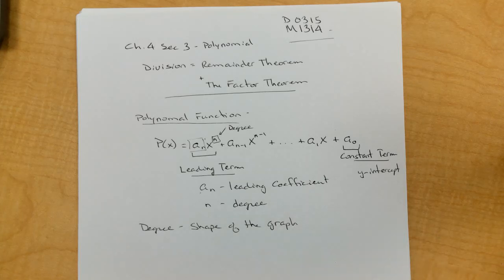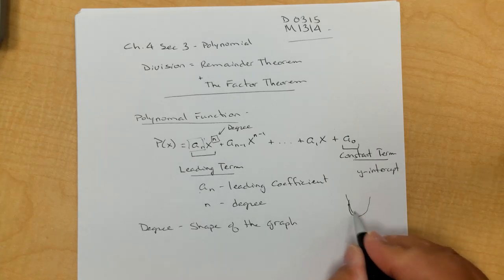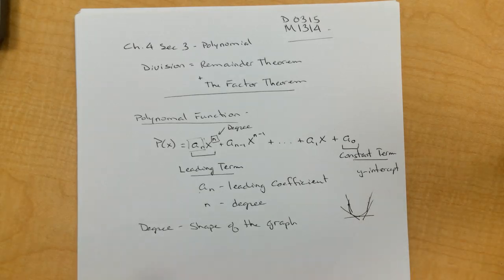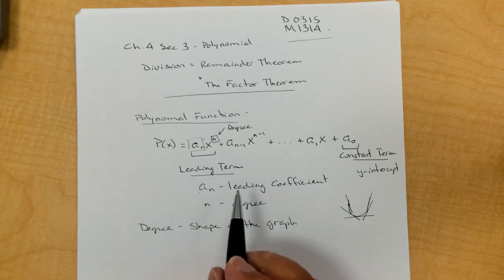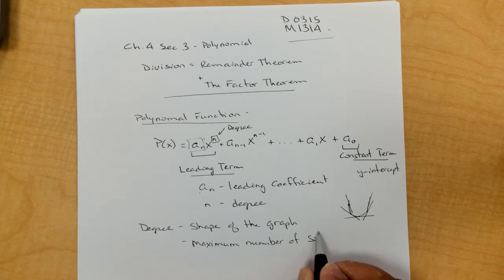No, it doesn't give a slope, because with any polynomial, the slope changes everywhere. For example, even with the parabola, the slope here is negative, the slope here is negative, the slope here is 0, then positive, positive. It changes at every point, so it doesn't tell us anything about slope. But the degree tells us the shape of the graph. It tells us the maximum number of solutions.